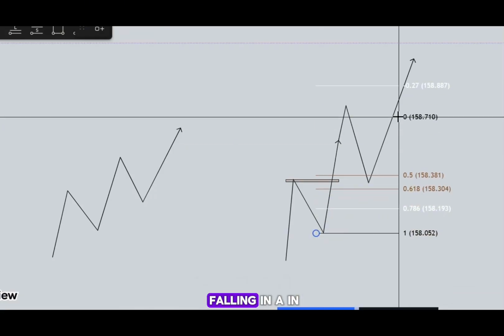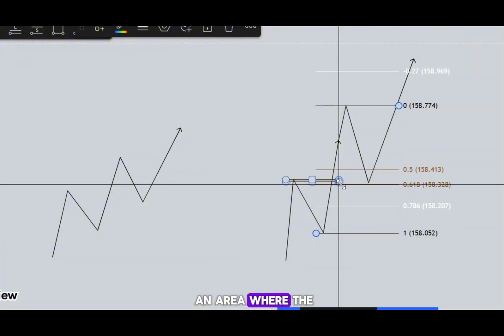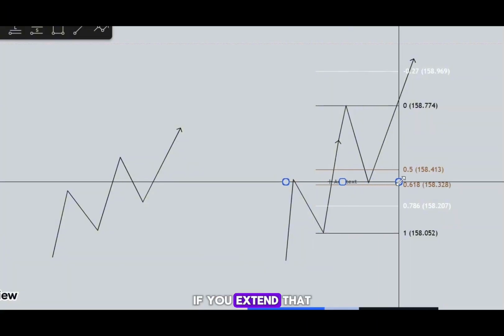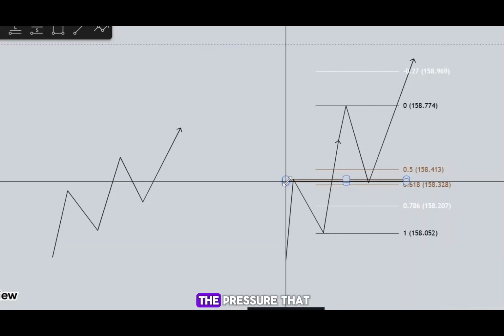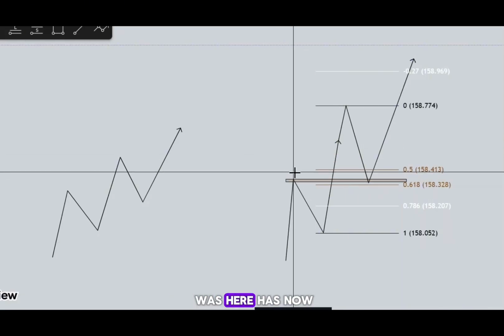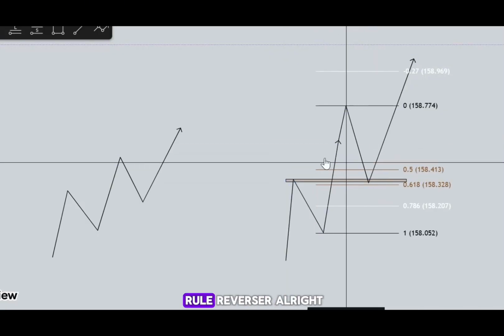It also ends up falling in an area where the old resistance, if you extend that line, you see that it now becomes what, new support. That means the selling period that was here has now become a buying pressure. All right, that's change of role, role reversal.